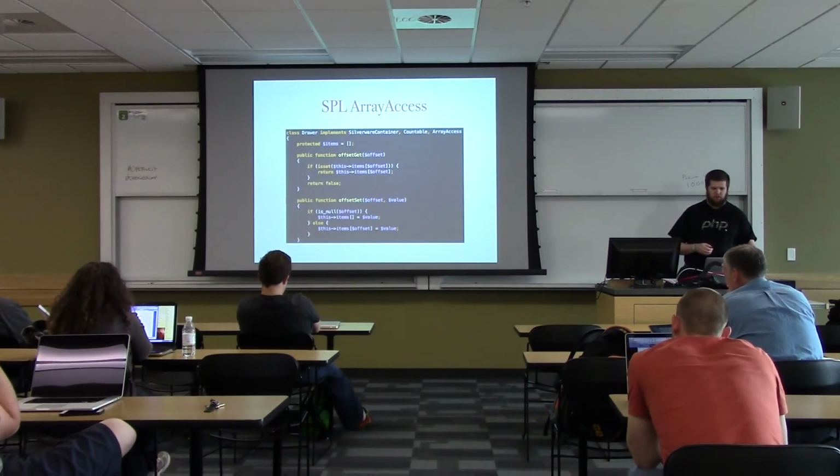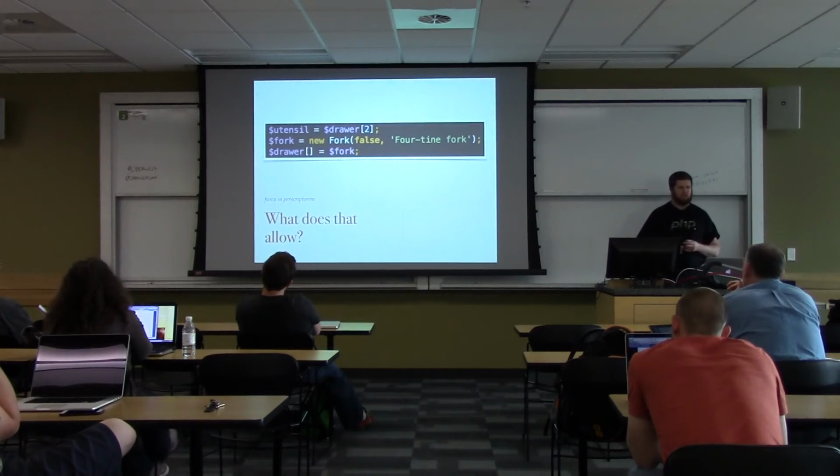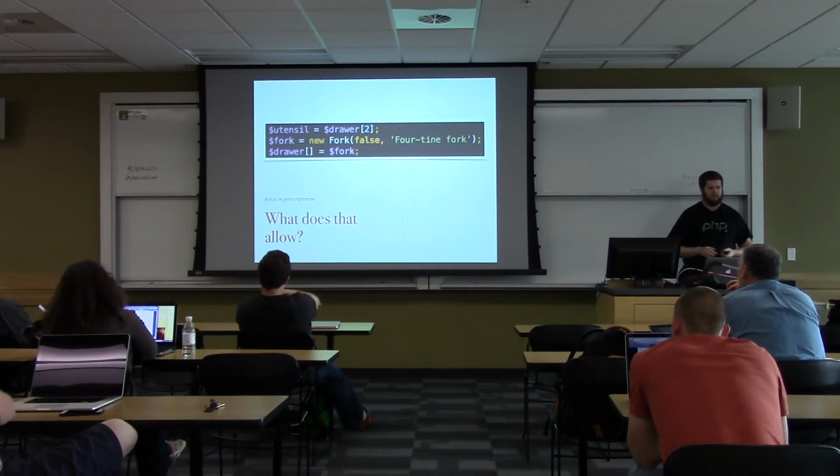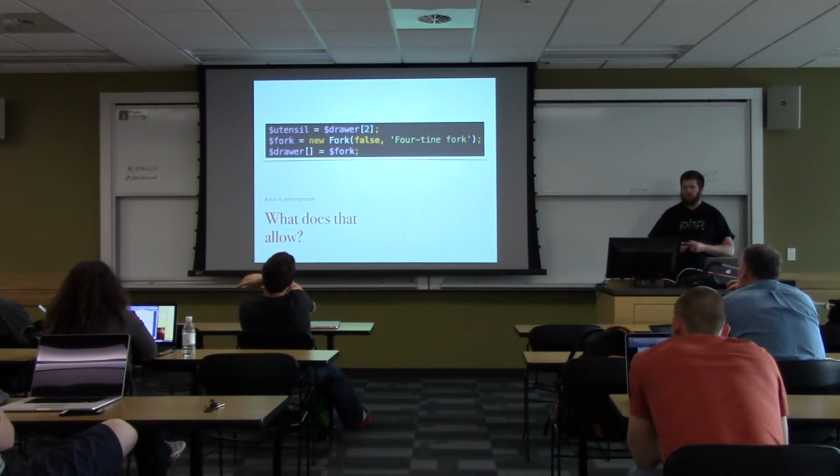All right, so that allows us to do things like this. We can get a utensil out by making our utensil drawer look like an array. We can put things into it, and that's kind of exactly what you were talking about a second ago. We just put in the empty brackets, and it goes and sticks it at the end of the drawer, right? So that's pretty cool. Any questions on that part?